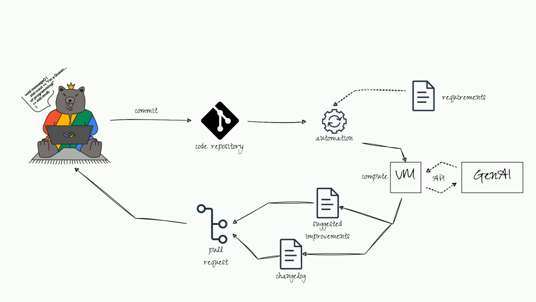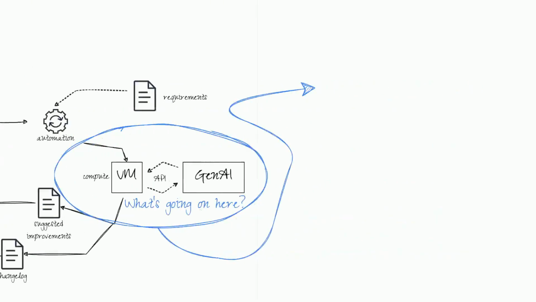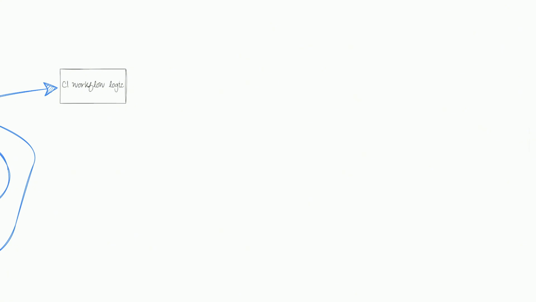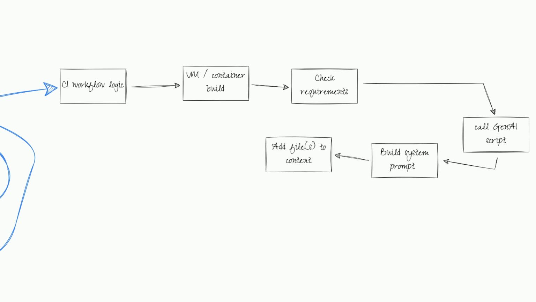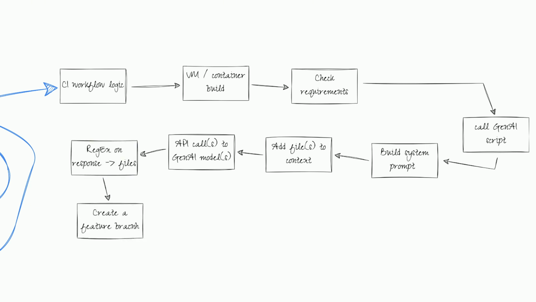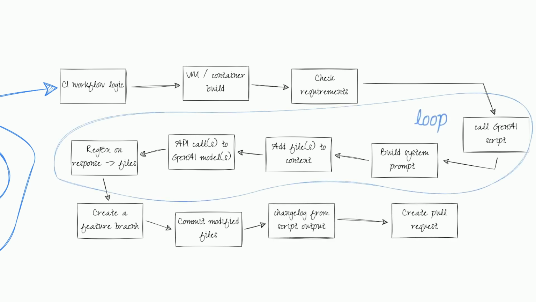Now, what's going on in this compute layer, right, with this generative AI improved Python script? So let's recap that as well. We've got our pipeline logic that is calling our generative AI script with the system prompt, adding files to the context and making API calls to Gemini, using regex to extract the file content, saving them on the feature branch, taking the changelog from the script output and creating the merge request for the user to be able to review later on.